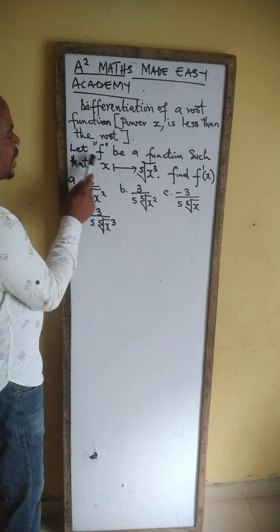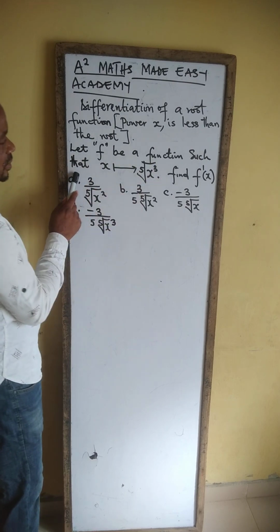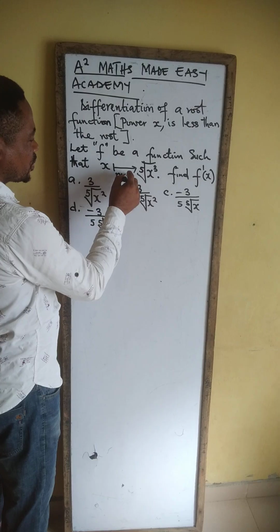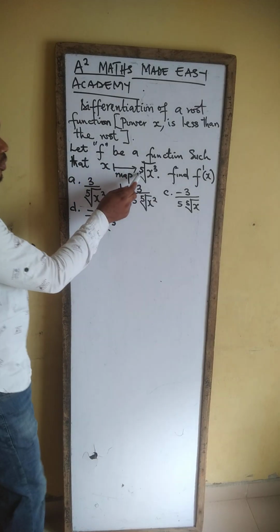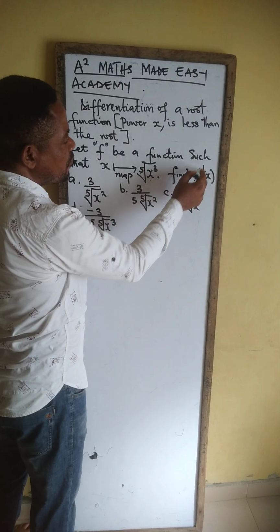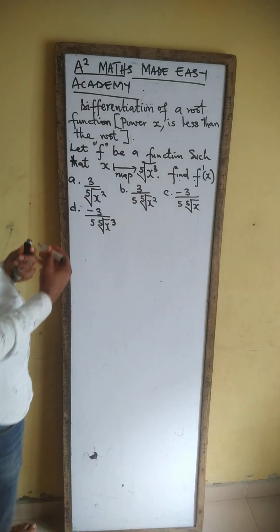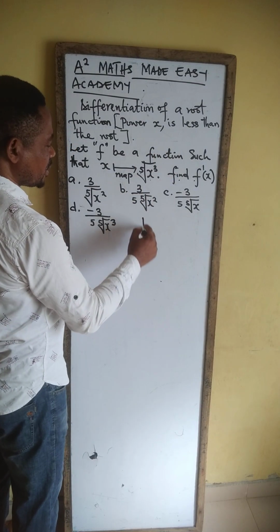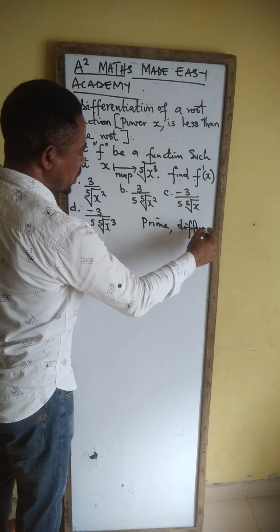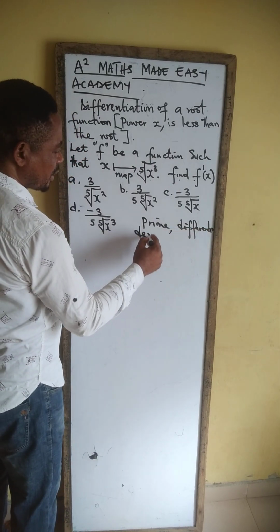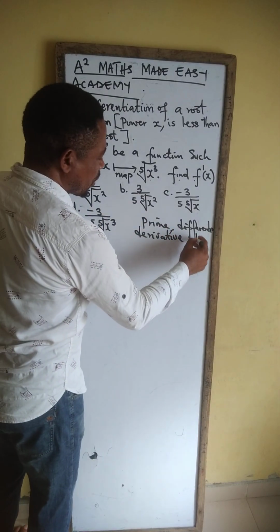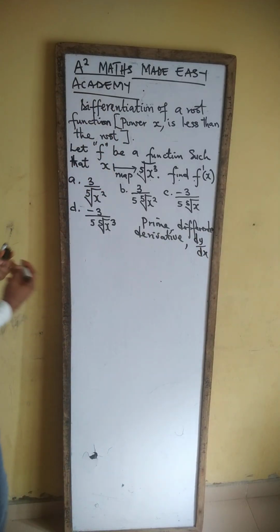The question says, let f be a function such that x maps to, this thing is called map, such that x maps to the fifth root of x raised to the power of 3. Now the question says, find f prime of x. Anytime you hear the word prime, it means differentiation. You can call it differentiation or derivative, so it can appear in so many ways. Or rather, we can also call it dy over dx. Are we together?